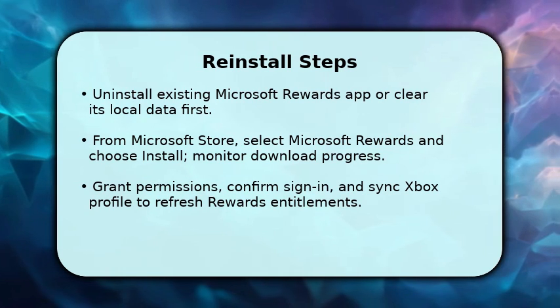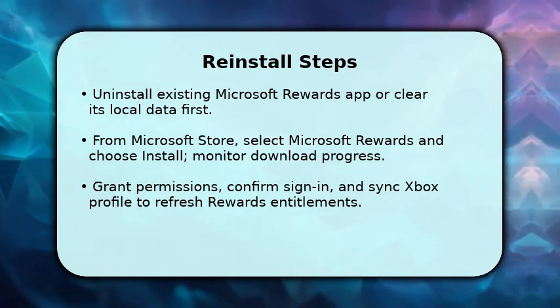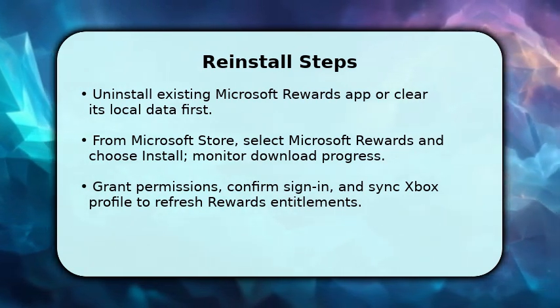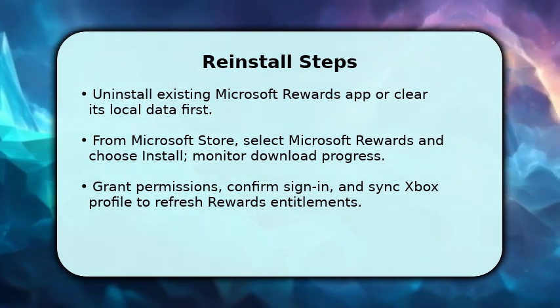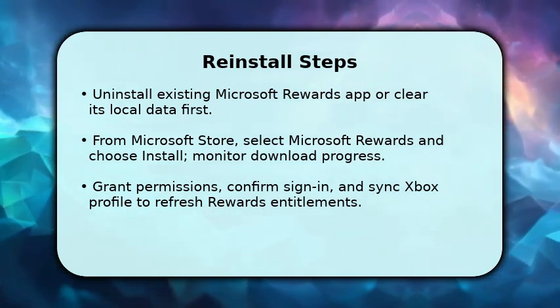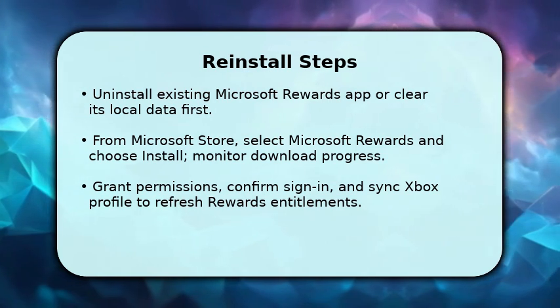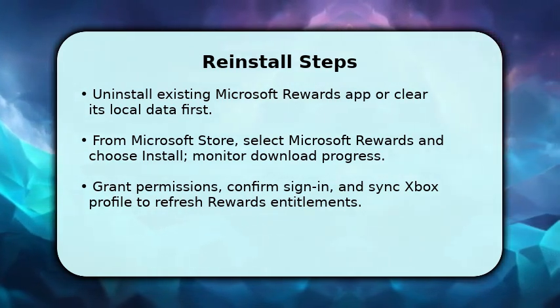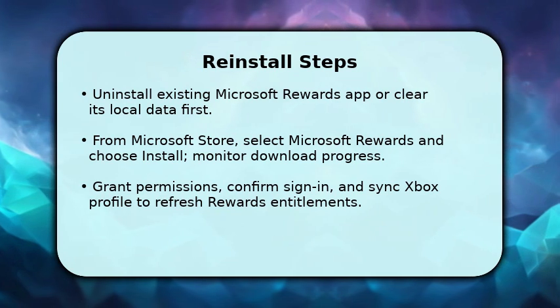Then, in the Microsoft Store, find Microsoft Rewards and select Install. Keep an eye on download and installation indicators because interrupted installs corrupt app files. Once installed, launch the app, accept any permission prompts, and sign in with the correct Microsoft account. Make sure to sync your Xbox profile to refresh entitlements, so the rewards balance.